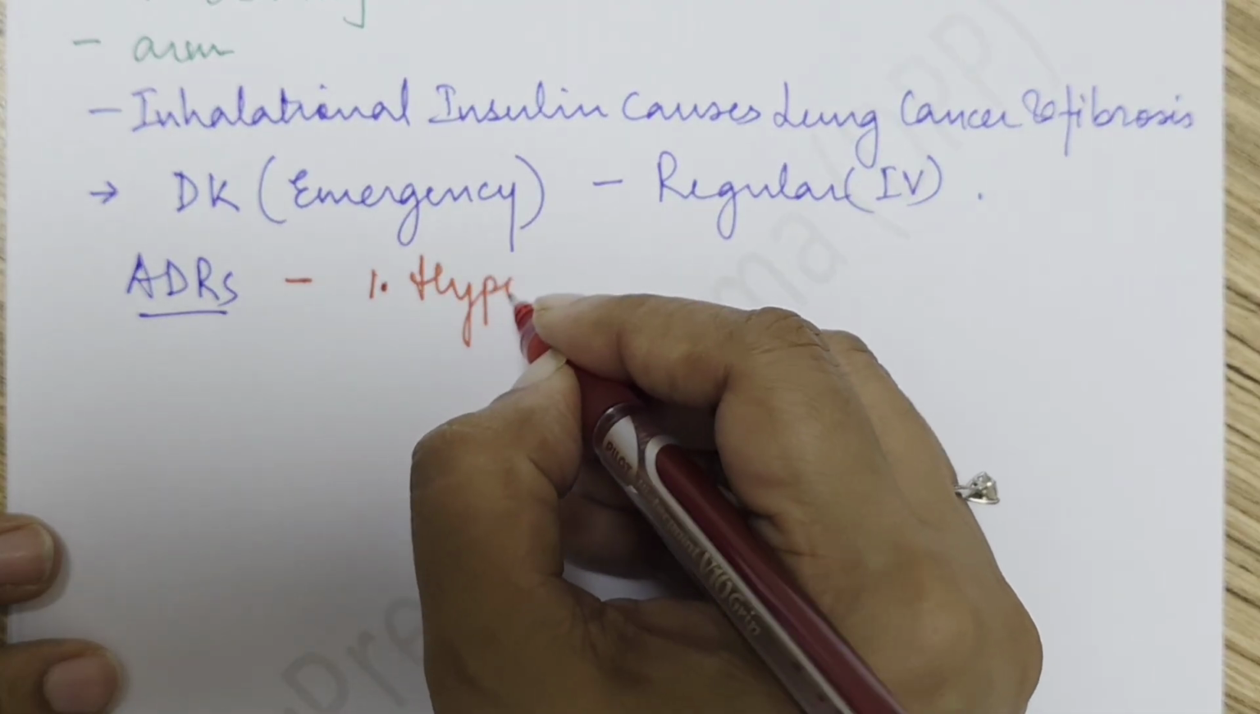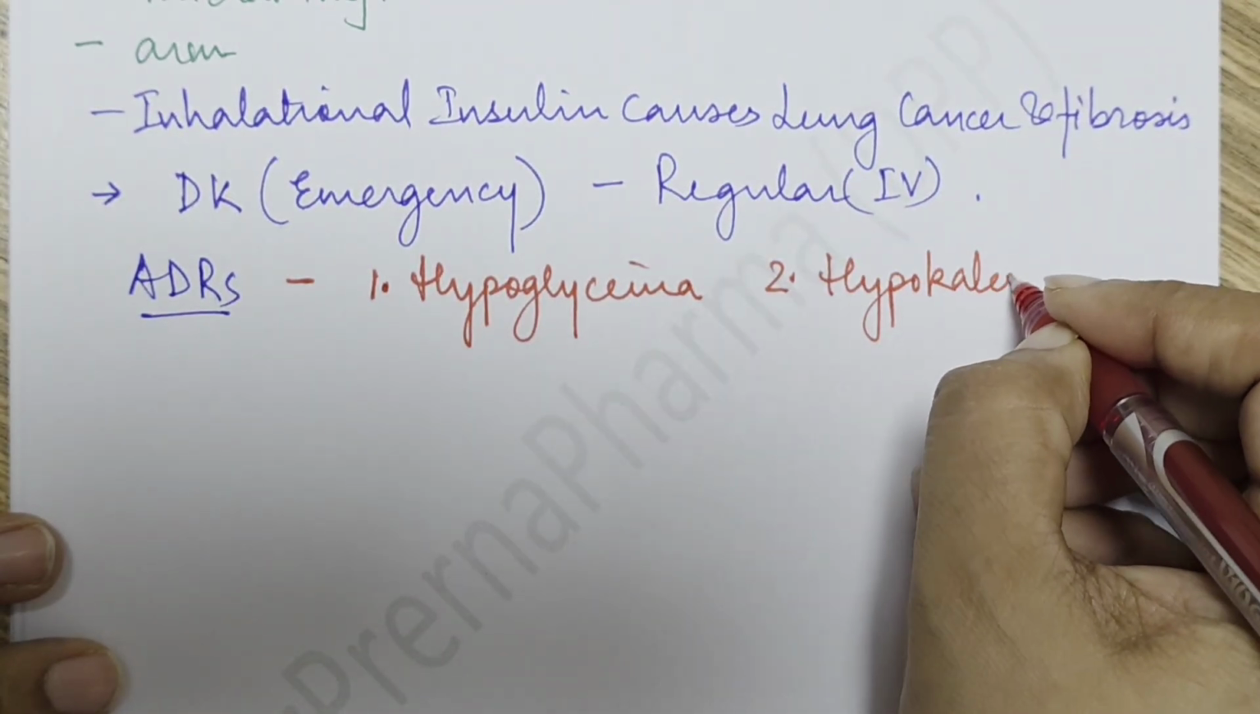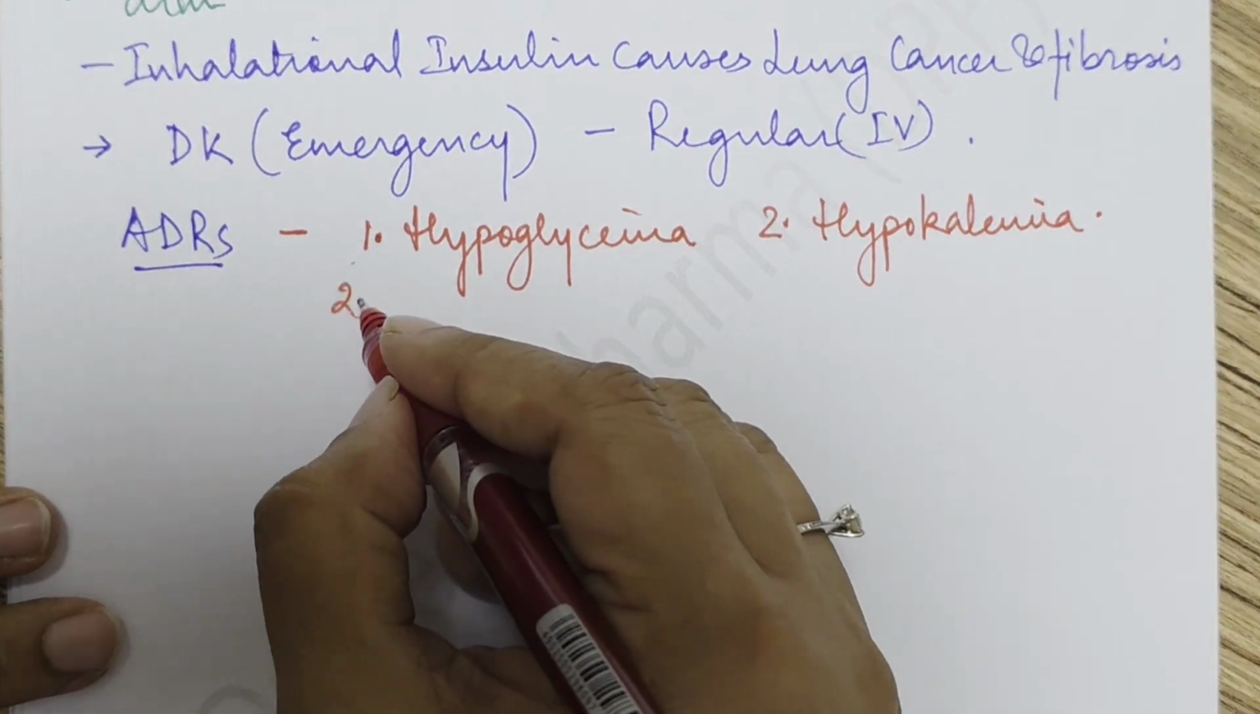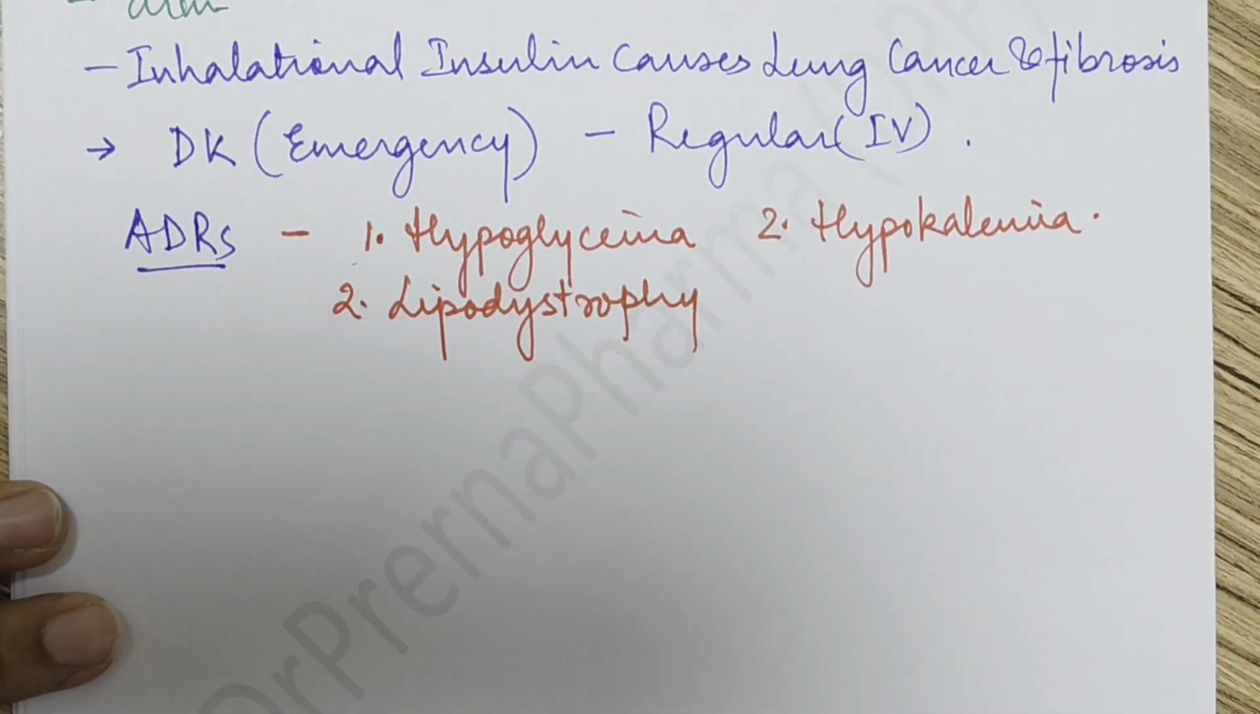First is very well known, hypoglycemia, because it lowers glucose. Then it causes hypokalemia because insulin has a tendency to drive potassium inside the cells, and then lipodystrophy at the site of injection. However, this is very less with the recombinant insulin that is nowadays available.